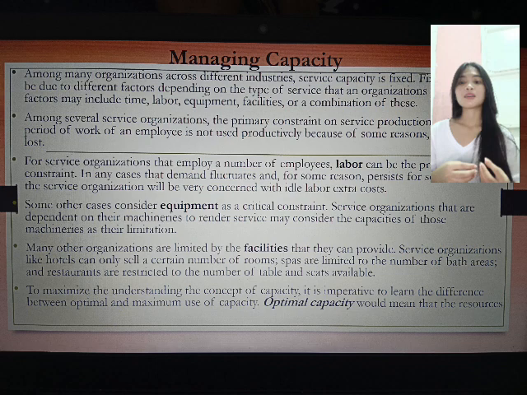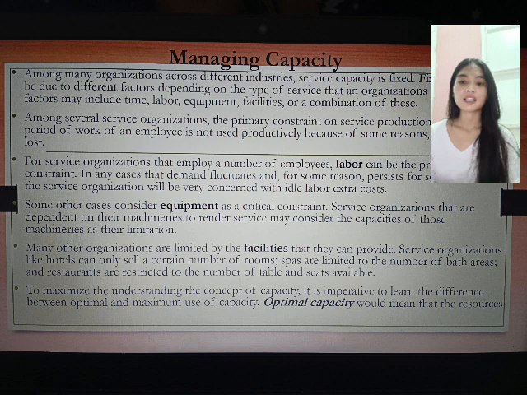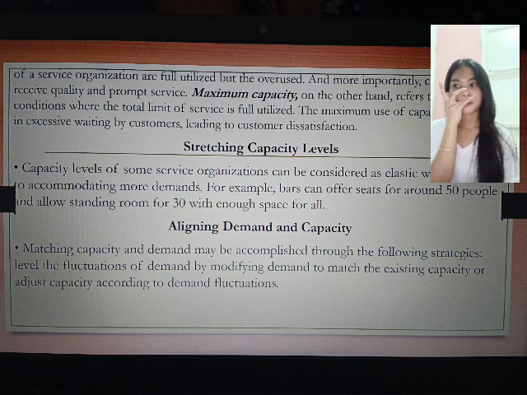To maximize the understanding of the concept of capacity, it is imperative to learn the difference between optimal and maximum use of capacity. So when we say optimal capacity, it would mean that the resources of a service organization are fully utilized but not overused. And more importantly, customers still receive quality and prompt service.